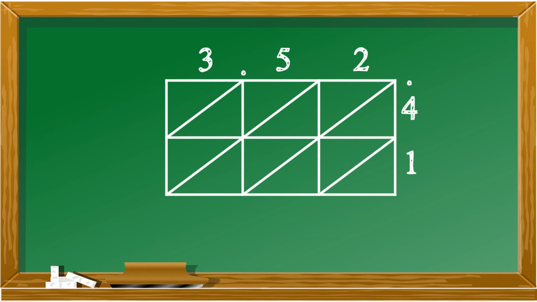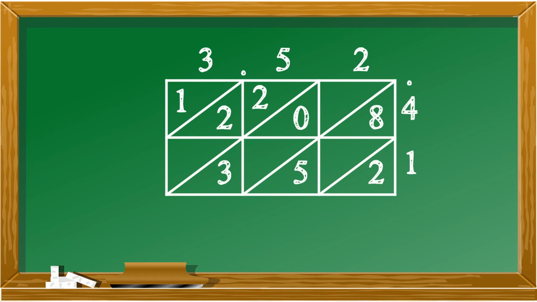Let's start with number 4. So 4 times 2 is 8. 4 times 5 is 20. Again, 20 is a 2-digit number. So we will put the last digit 0 in the lower part and the first digit in the upper part. 20. And 4 times 3 is 12. So we will put 1 in the upper part and 2 in the lower part. So we have 12. The next, number 1. 1 times 2 is 2. 1 times 5 is 5. 1 times 3 is 3.